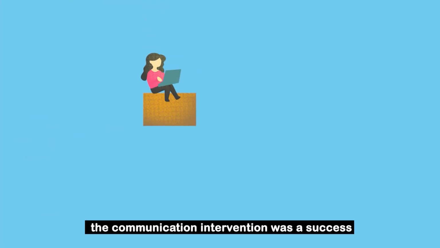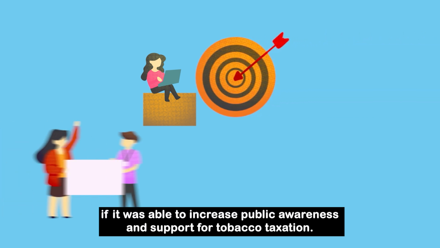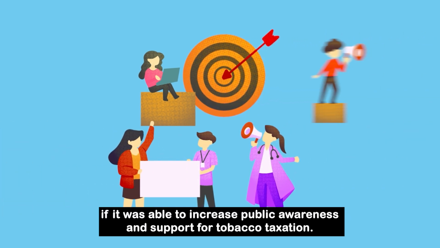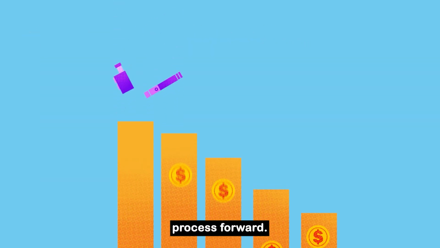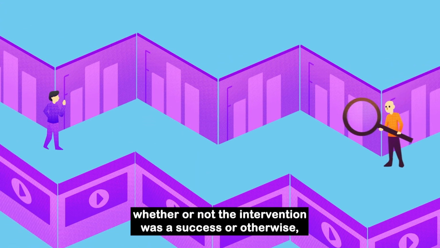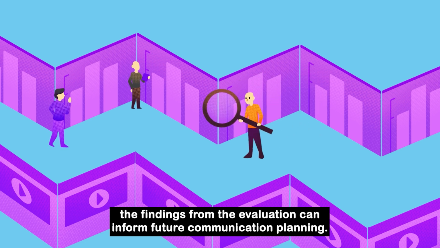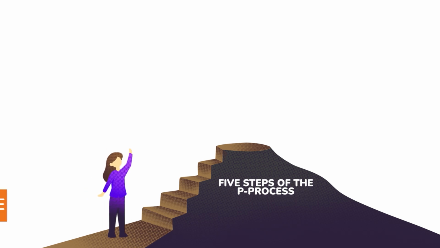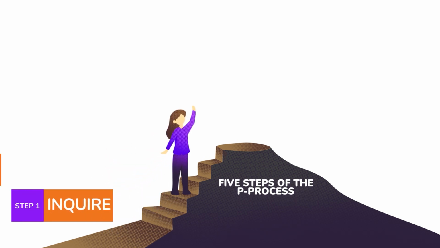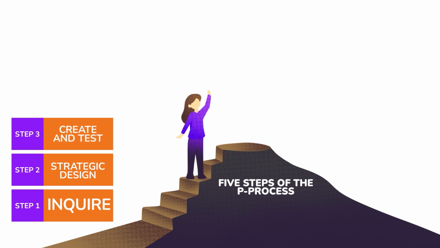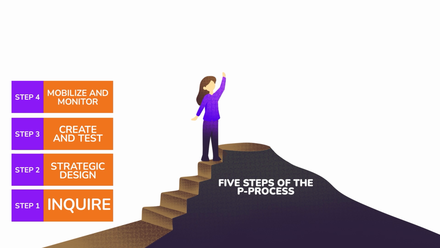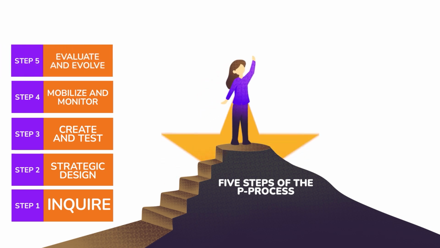In our example, the communication intervention was a success if it was able to increase public awareness and support for tobacco taxation. Such an outcome would help drive the tobacco control policy change process forward. Nevertheless, whether or not the intervention was a success, the findings from the evaluation can inform future communication planning. Now this completes the P process. Step 1, Inquire. Step 2, Strategic design. Step 3, Create and test. Step 4, Mobilize and monitor. And Step 5, Evaluate and evolve.